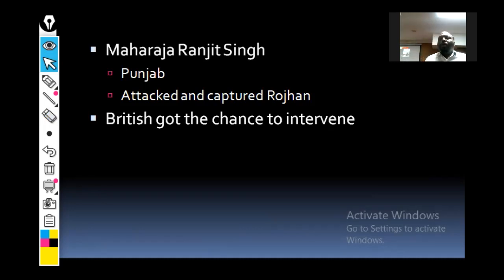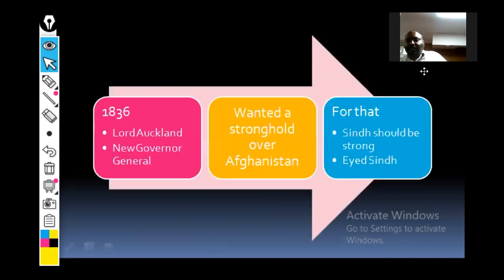So now when he went and captured Rojan, this area, I'll show you in the map, all the leaders of the Rojan area went and asked the British: see, Ranjit Singh has come and has taken over lands. We have been subjugated. Now please help us. Border dispute, territorial dispute, succession dispute, who will come and settle it first? Now the British got a chance, an opportunity to come and arbitrate.